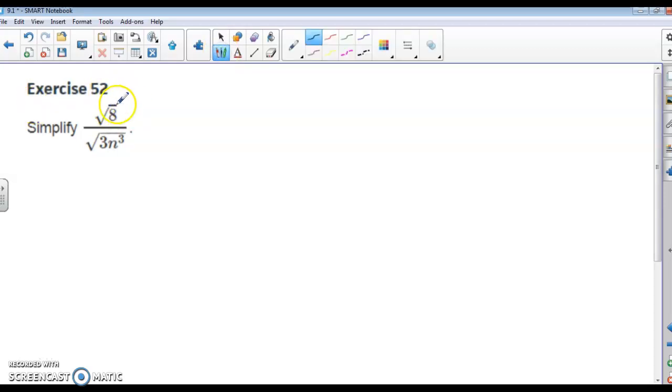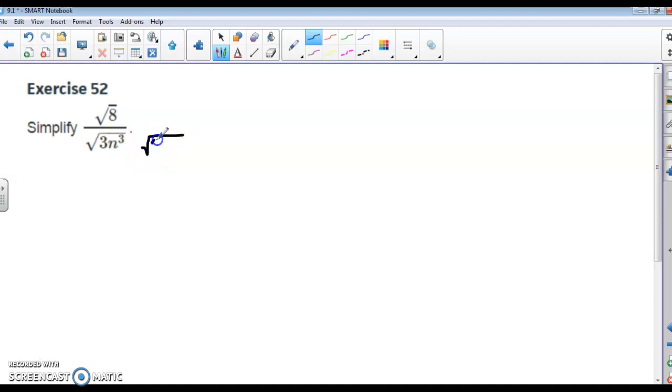Okay, for question 52 here, we want to rationalize this denominator. So we want to think about what we can multiply the top and bottom by to make the bottom a perfect square. So the 3, we want to multiply it by 3 to make it a 9. So we'll multiply it by the square root of 3.